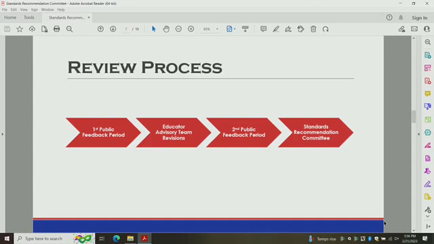SRC. The SRC consists of 4 appointees of the governor, 3 from the lieutenant governor, and 3 from the Speaker of the House, all subject to legislative confirmation. This group reviews and discusses the draft standards after the second review cycle, or public review, and sends a final set of their recommendations to the State Board of Education for approval. All of their meetings are also noticed and open to the public. The Standards Recommendation Committee meetings are also live streamed.